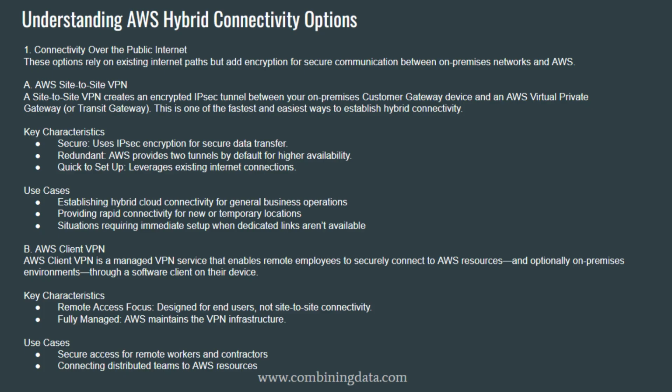Summary. So to summarize, connectivity over the public internet is a flexible and fast way to connect to AWS. Site-to-Site VPN connects entire networks using encrypted tunnels, while Client VPN connects individual users securely from anywhere. Both rely on encryption to keep traffic protected, even though they use the public internet underneath.